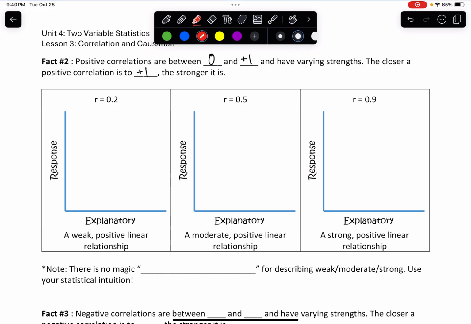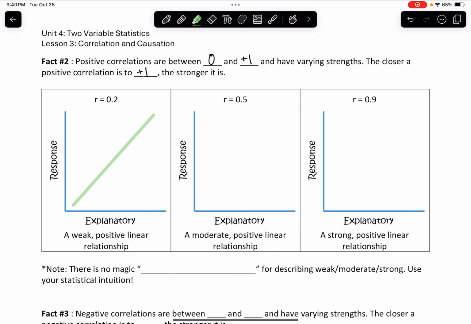So here's what we're going to do. For each of these examples, we're going to draw the same line. All of these lines are positive. If we have a weak positive linear relationship, then we have points that are fairly spread out from that line of best fit. You might have one or two that are closer to the line than others, but for the most part, our points are in an upward direction, but they're fairly spread out from that line of best fit.